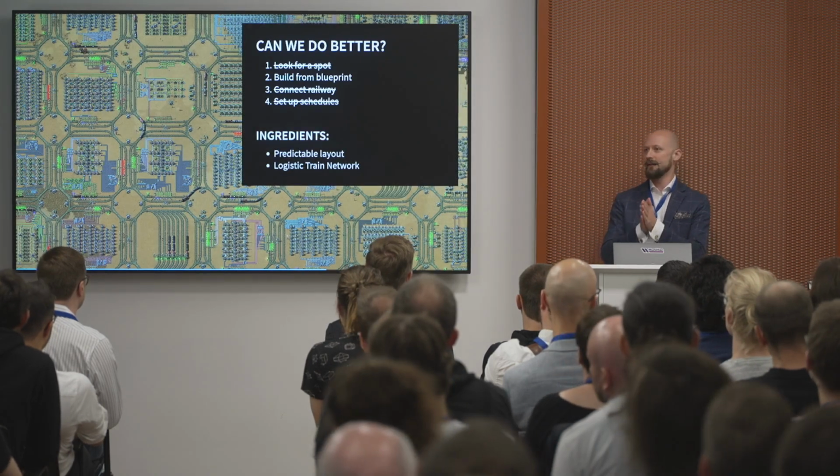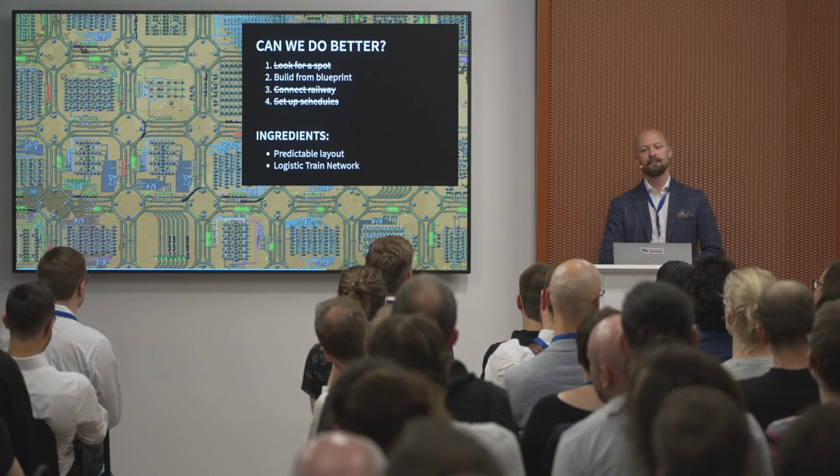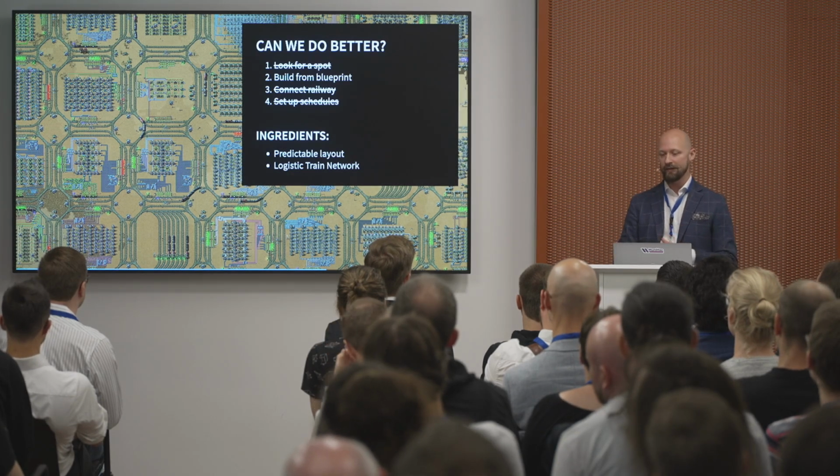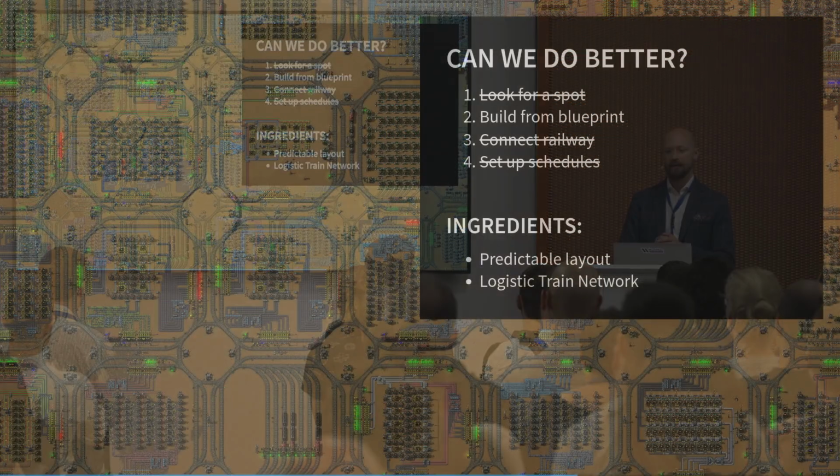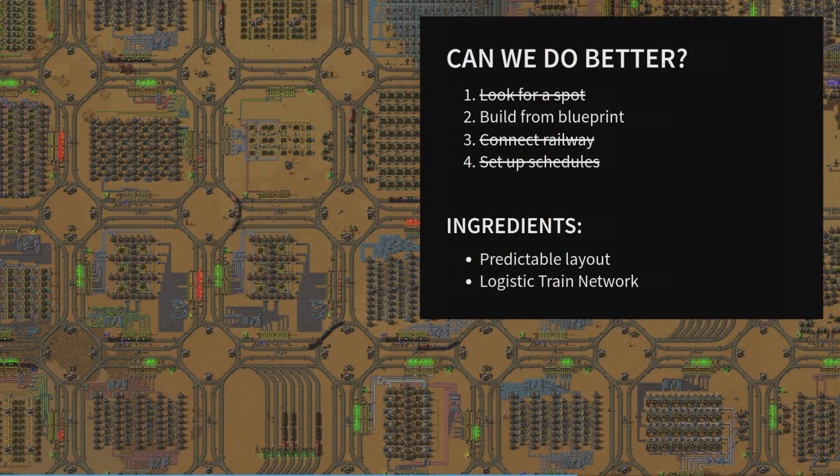So it turns out there is a pretty neat pattern. There are two ingredients to that pattern. One is a predictable grid layout. This layout can be constructed from a single blueprint. It tiles very easily, and the train connection is built in. Trains just move along the edges of that grid.